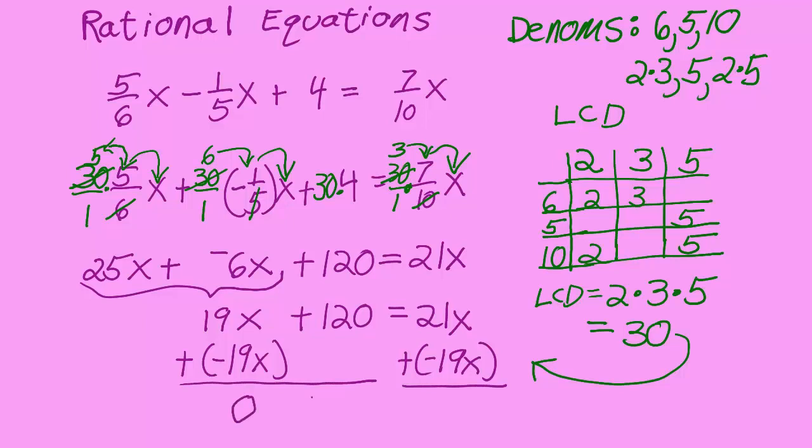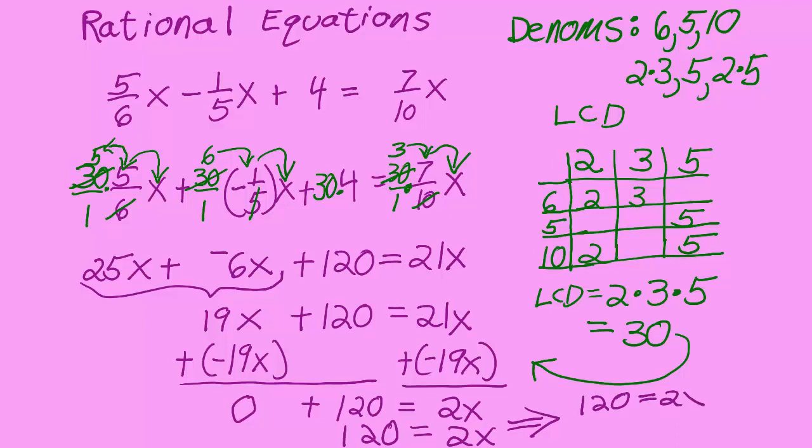This gives me 0 plus 120 on the left, and 2x on the right. So 120, a constant term, equals 2x, a variable term. One constant term, one variable term. It's time to divide both sides of the equation by the coefficient of the variable. 120 equals 2x. I'll divide both sides by 2.